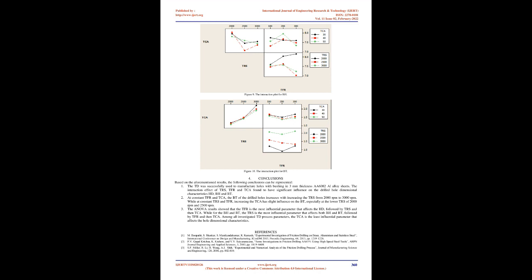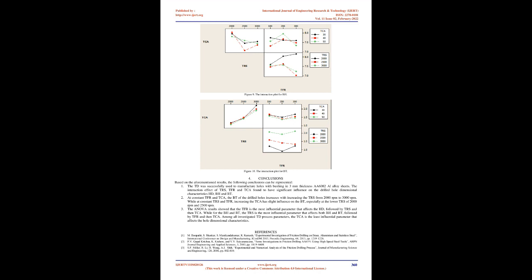At constant TRS and TFR, increasing the TCA has slight influence on the BT, especially at the lower TRS of 2000 rpm and 2500 rpm. For example, at constant TRS and TFR of 2000 rpm and 100 mm/min, increasing the TCA from 30 to 60 produced holes with BT of 1.242 mm and 1.178 mm, respectively.